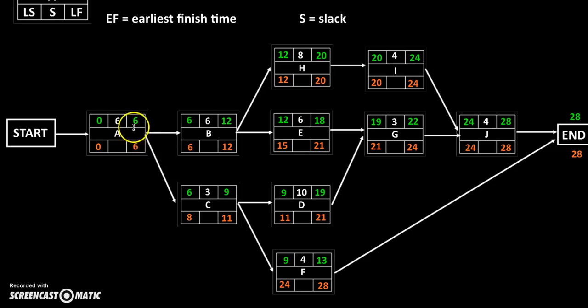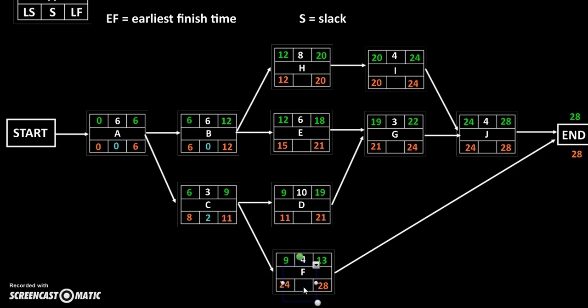So 0 minus 0, or 6 minus 6. This is going to have a slack of 0. I'll put that in blue. Then 6 minus 8, or 11 minus 12. No matter which way you slice it, that is 2. Then 6 minus 6 for B is 0.